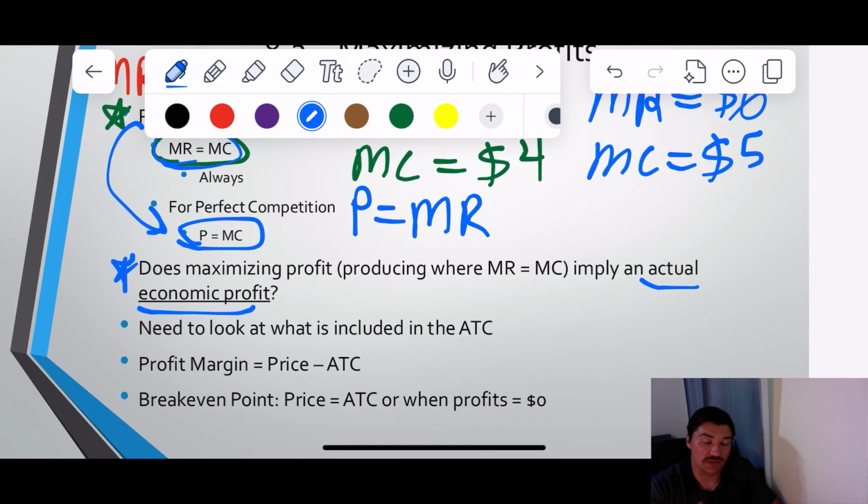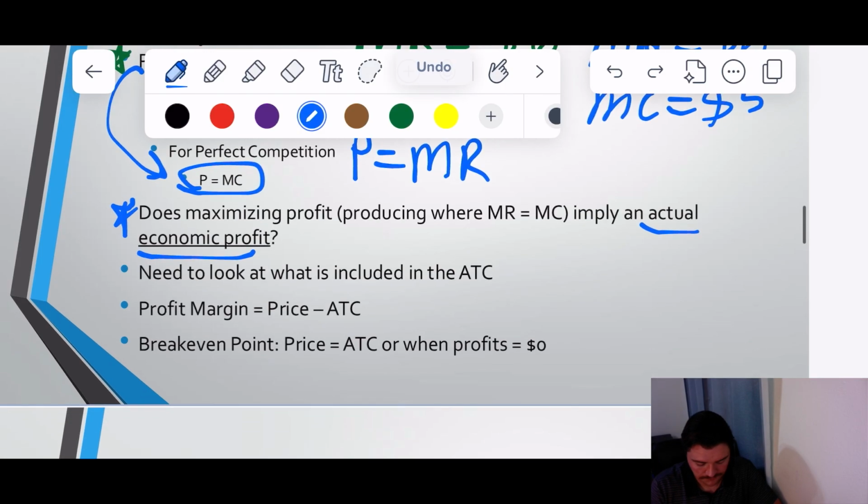So this is where we'll need to add in the average total cost, okay? Remember, we do have things like profit margin, which is how much profit you are earning per quantity. And we also have a break-even point, which is where we are earning zero profits, okay? And so that would be where the price equals the ATC.